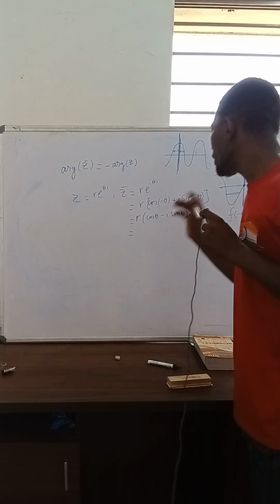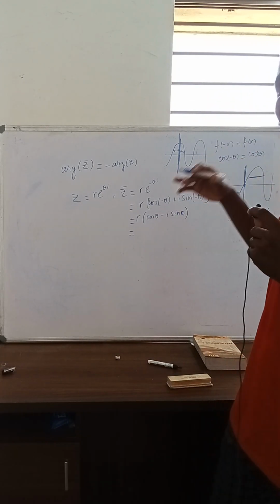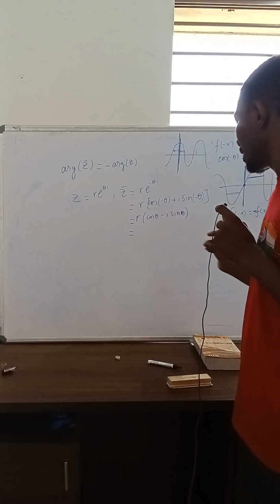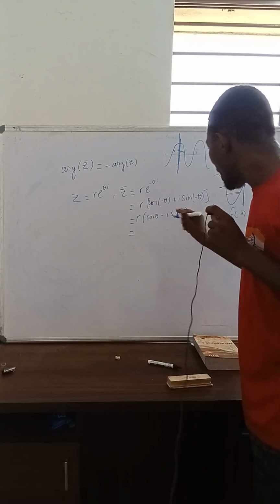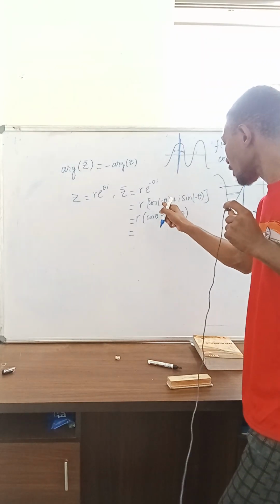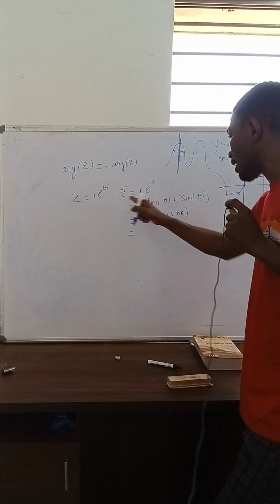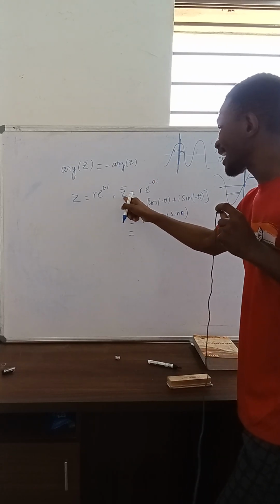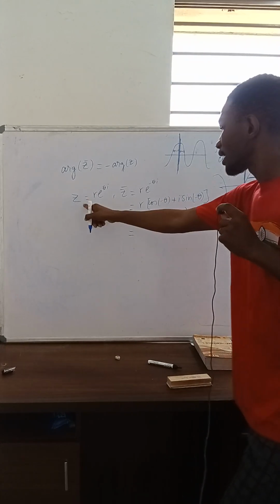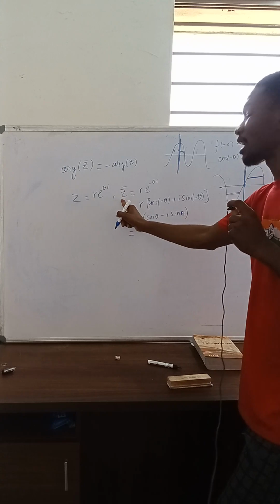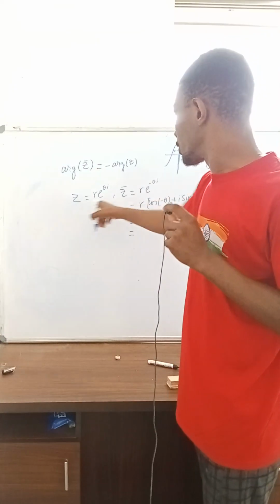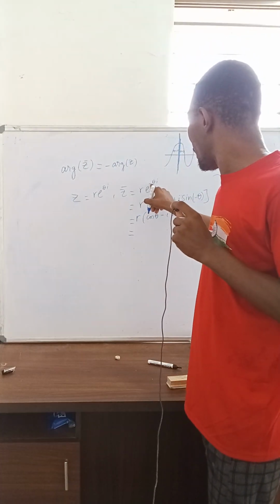So now, what do we mean by that? I was just explaining about odd and even functions, but the point here is not about odd or even functions. The point here is only one. If you analyze well, you will notice that the argument of z here is theta, but the argument of the conjugate of z will be minus theta.